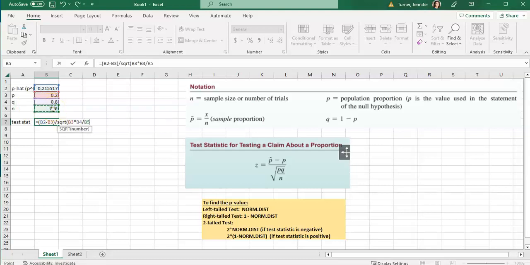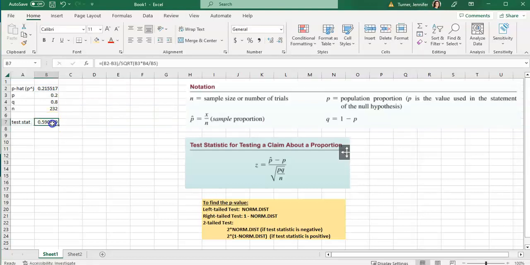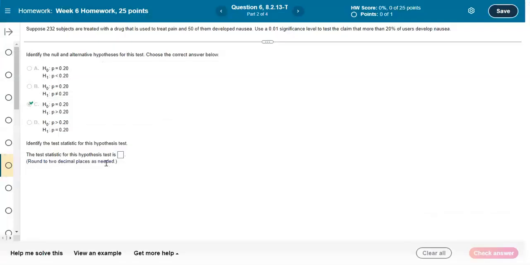Again, we just click on the cell where the numbers for these different variables are being housed, close the parentheses, and hit enter. So here is our test statistic. Our test statistic is going to be 0.590879, and let's see how many decimals we wanted to round to. This question wants us to round the test statistic to 2 decimal places.